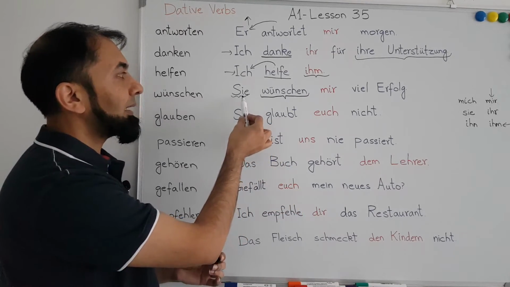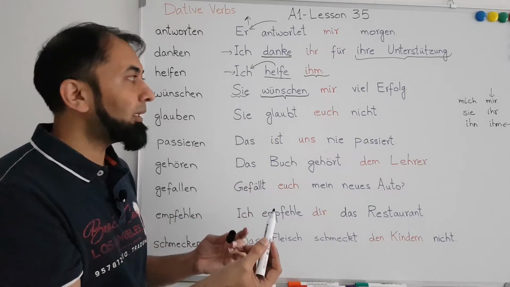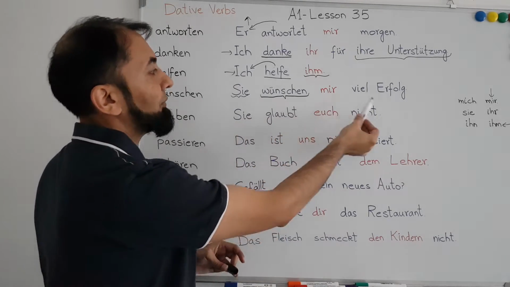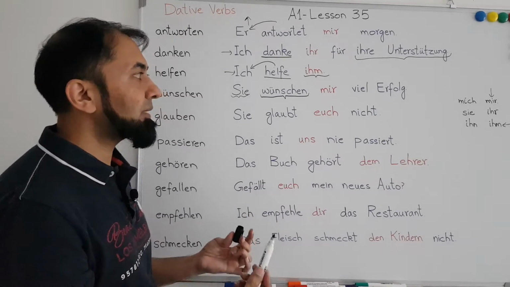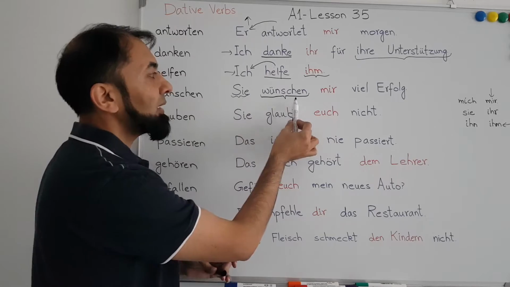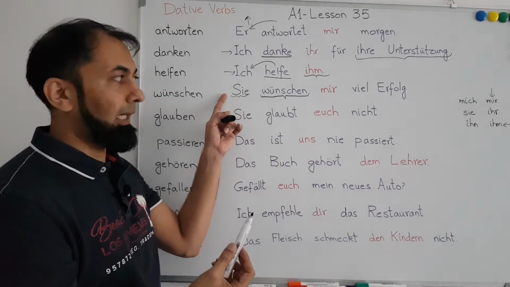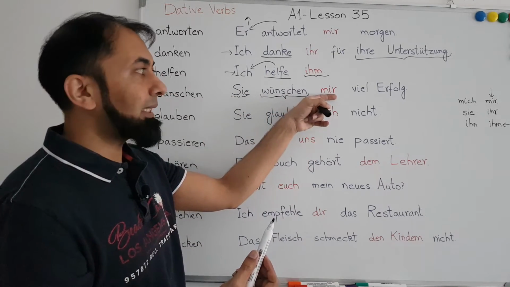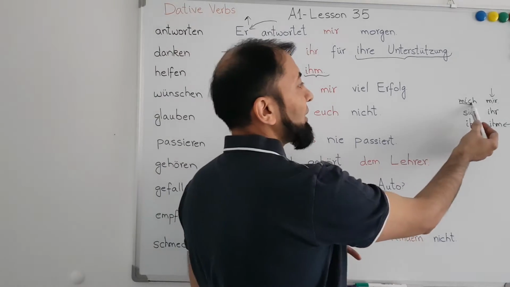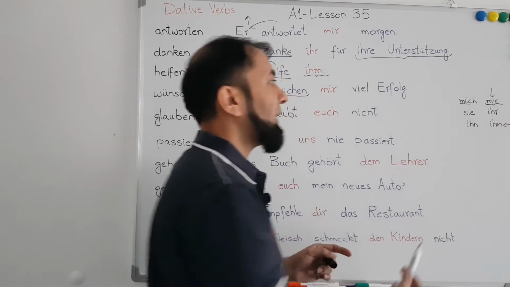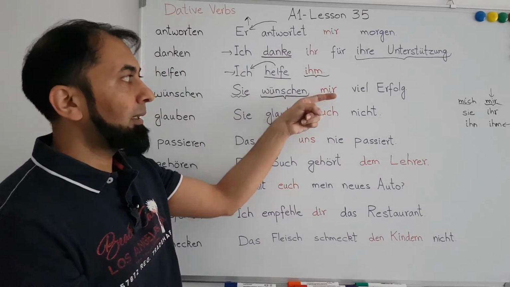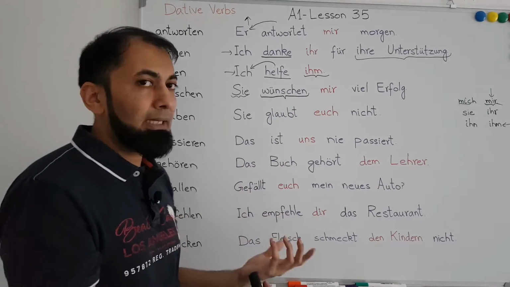If it's considered as sie, she in English language, then it will be sie wünscht mir viel Erfolg. She wishes me a lot of success. But here sie wünschen, therefore this sie means they. Now the object of the sentence is me, and we know that in accusative it's mich and in dative it's mir. So we have to use the one from the dative case. Therefore we have used mir for an object in this sentence.